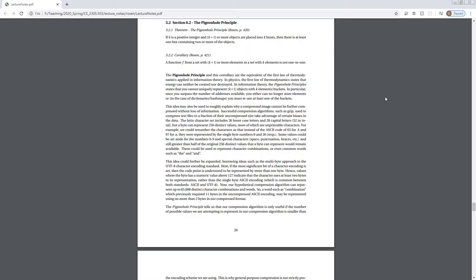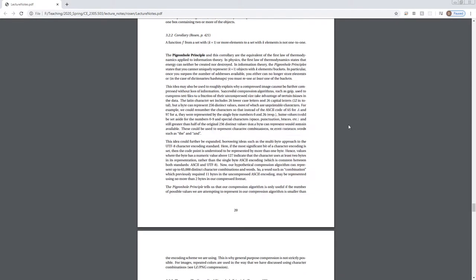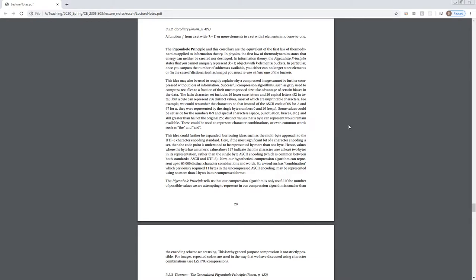Okay, let's discuss that a little bit. How could we take advantage of this, and how can we think about the pigeonhole principle in terms of compression, or just think about compression in general?